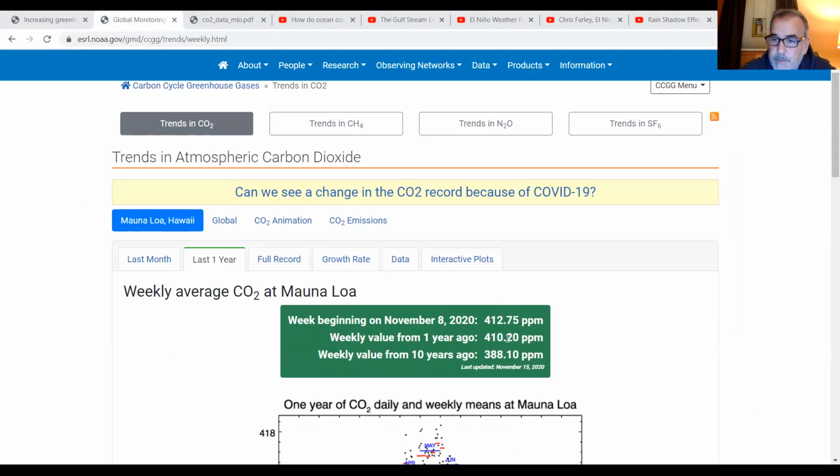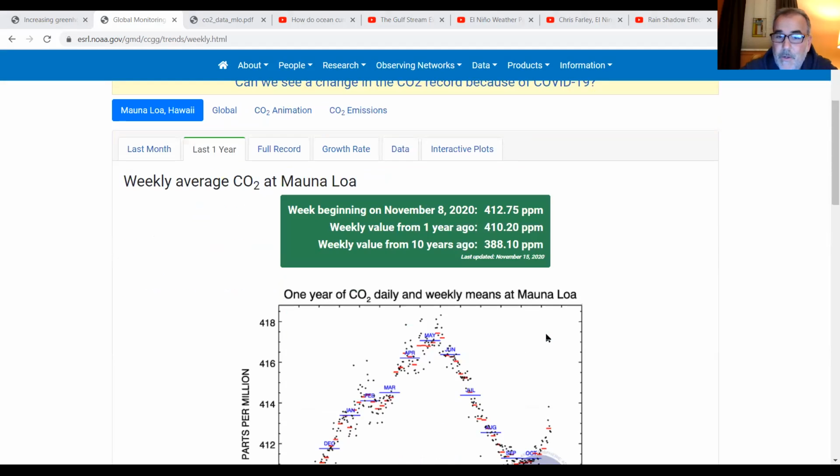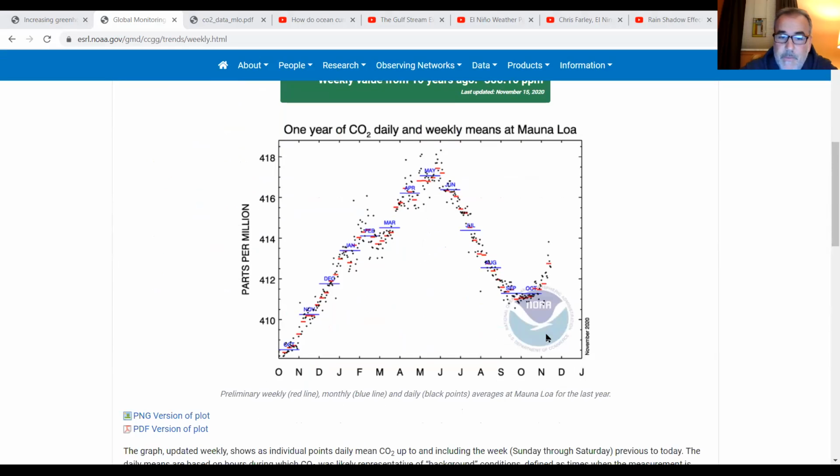A year ago, it was 410. So we're seeing an increase of over 2 parts per million, almost 3 parts per million, in just a year. From 10 years ago, it was 388. Again, we can see how it went last October, November, December, January, March, April, May, and then of course we start to see it come down again in the summer months as plants are doing photosynthesis.